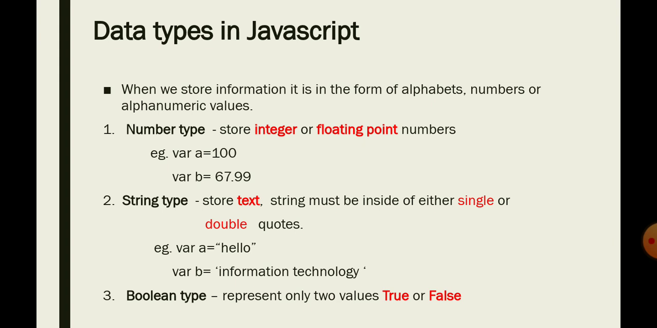The next is string, which is a collection of characters that stores text. Always remember, if you want to assign a string value to a variable, then it should be enclosed in single or double quotes. In the example, you can see how a string value is assigned to the variable. Now next is boolean type. It only returns two values, true or false. We saw it in the operators lecture.